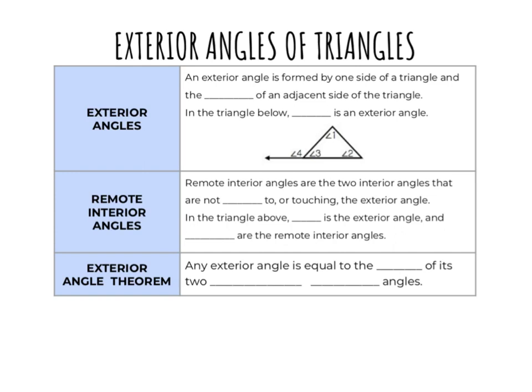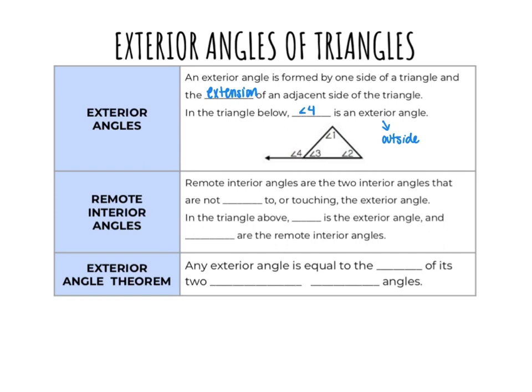An exterior angle is formed by one side of a triangle and the extension of an adjacent side of the triangle. So in the triangle below, angle 4 would be our exterior angle. You can also remember that exterior normally means outside. So it's the angle outside of the triangle.